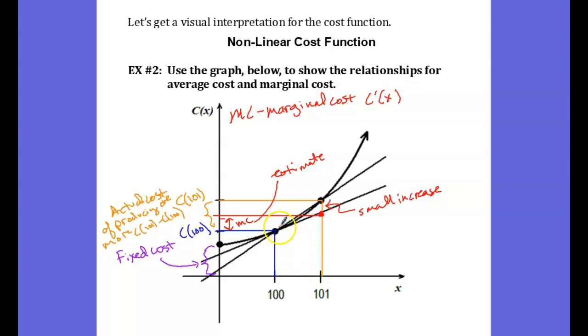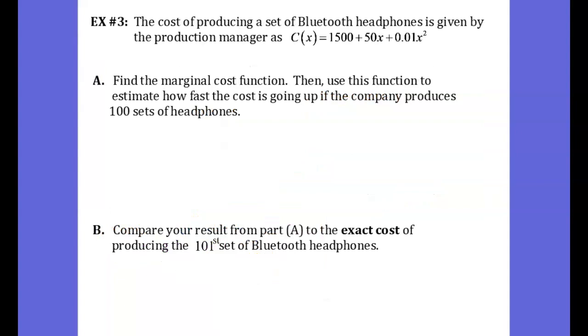And so in business, they use marginal cost because linear functions are easier to work with than quadratic or exponential. So this gives us kind of a nice picture of how all of these things fit together. And so the marginal cost is an approximation for the actual cost. Now let's look at example 3. The cost of producing a set of Bluetooth headphones is given by the production manager as C of x equals 1500 plus 50x plus 0.01 x squared. In part A, they want us to find the marginal cost function and then use this function to estimate how fast the cost is going up if the company produces 100 sets of headphones.